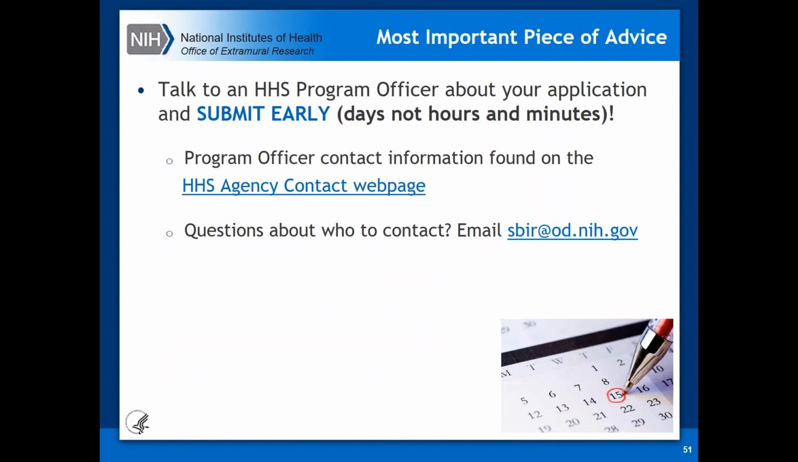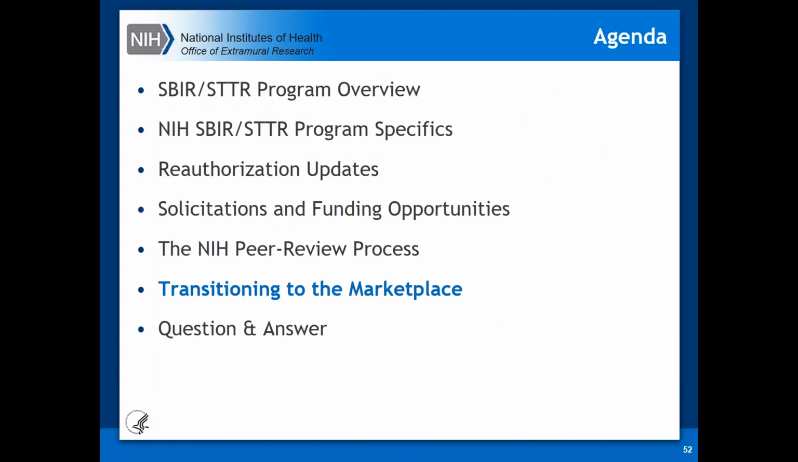As you remember, hopefully, from the very first slide, the most important piece of advice: talk to an HHS program officer about your application and submit early. The program officer's contact information is on our SBIR.nih.gov website. Questions about who to contact, just email us at sbir@od.nih.gov. That's very important for you, and we're here to help.